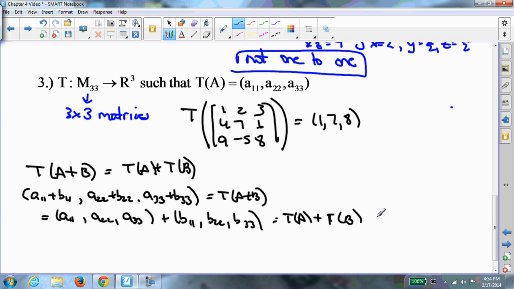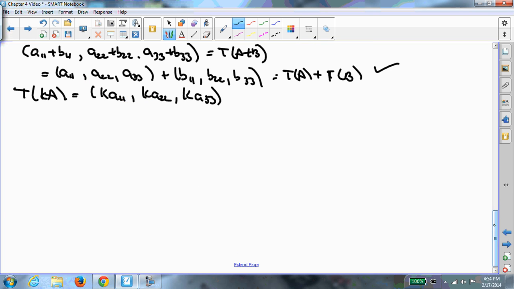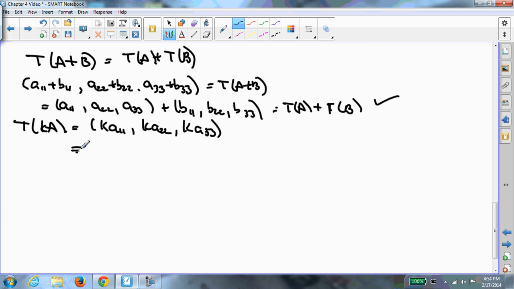So that checks. Now let's check the other one. So we're saying T of k times A. That would basically be each diagonal element gets multiplied by k, and the result would then be k of a11, k of a22, k of a33. And I could factor out the k, then this would equal k times a11, a22, a33, which is k times T of A. So T is linear.